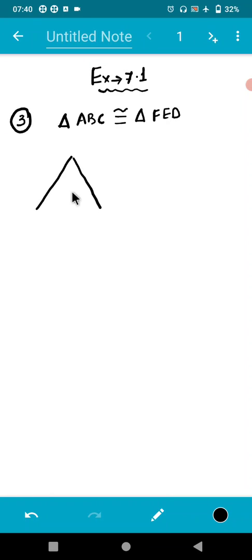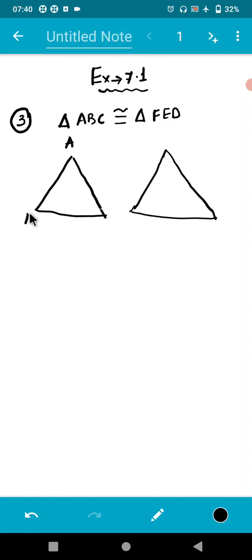Let me draw the triangle first. Okay, these are the two triangles which are congruent to each other. It's a little difficult to draw A, B, C and F, E, D. Now what are the corresponding parts they are saying? So the two triangles are congruent only when all the sides and the corresponding angles are equal to each other.